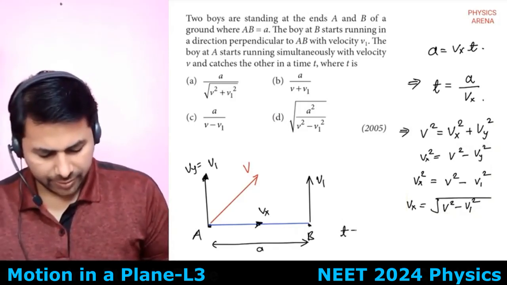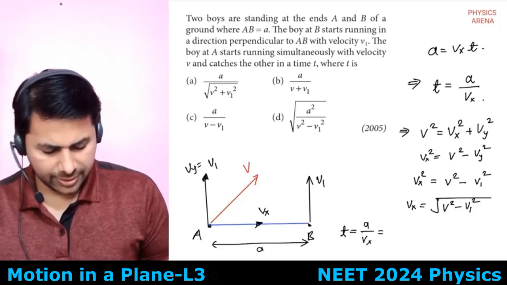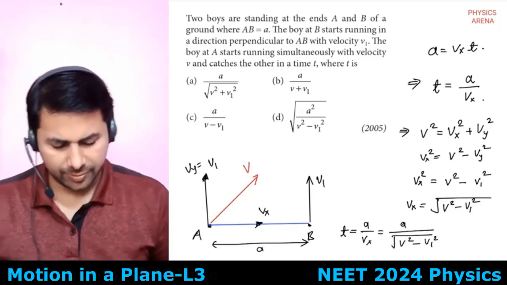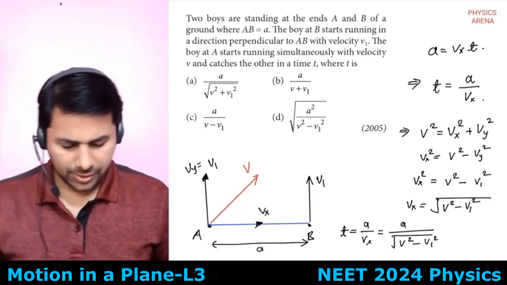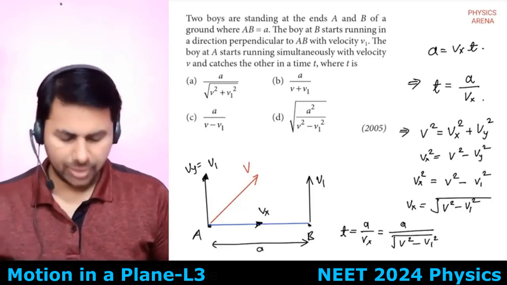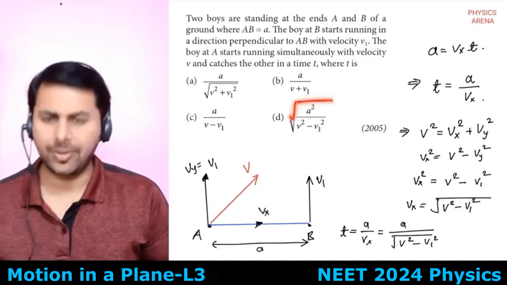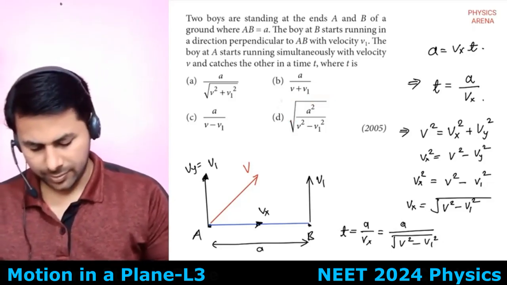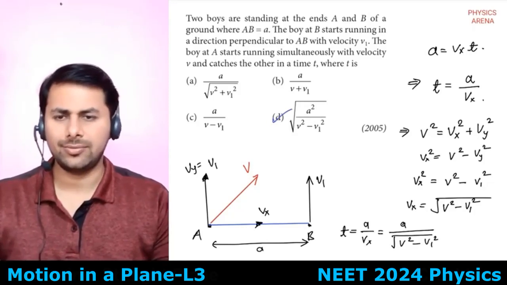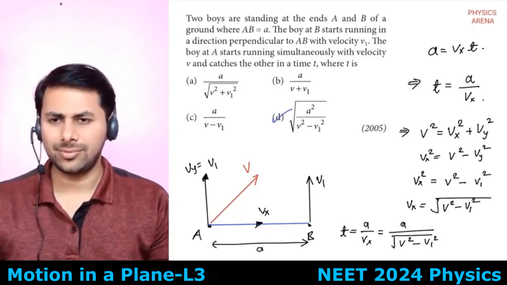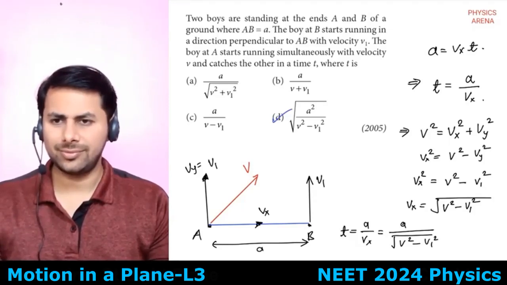Okay, I can say T is equal to A upon Vx, that is equal to A divided by square root of V square minus V1 square. So in numerator, you have A, which can be written as square root of A square. So this is option D. Yes, no? This is clear.